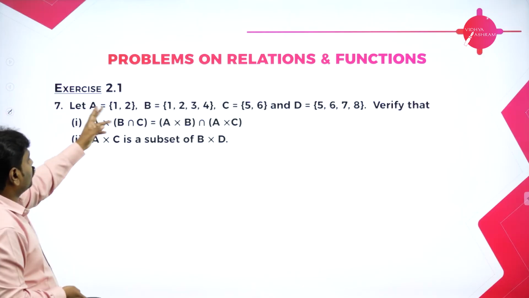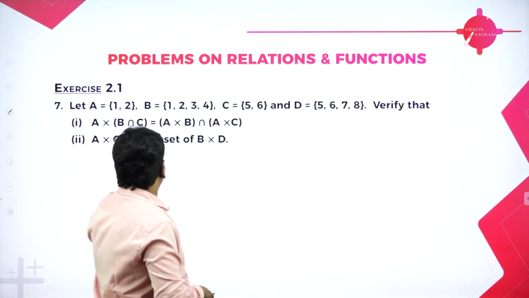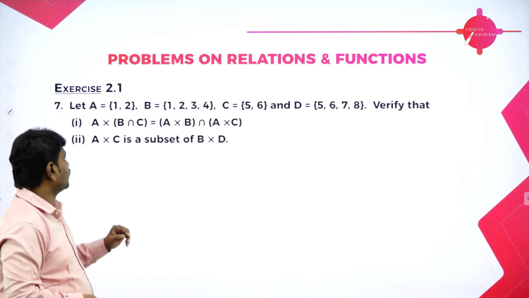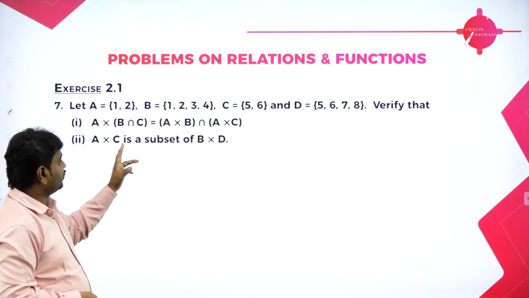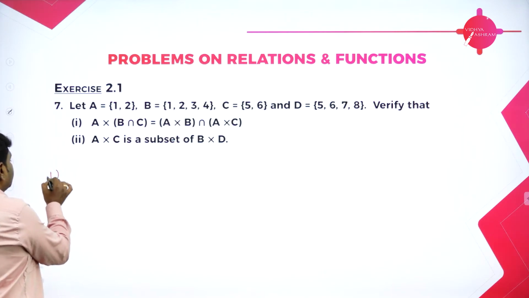Next. A is equal to {1, 2}, B is equal to {1, 2, 3, 4}, C is equal to {5, 6}, D is equal to {5, 6, 7, 8}. Verify A cross (B intersection C) is the same as (A cross B) intersection (A cross C). And the second part is A cross C is a subset of B cross D. This they are asking you to verify. I will start with the first problem.